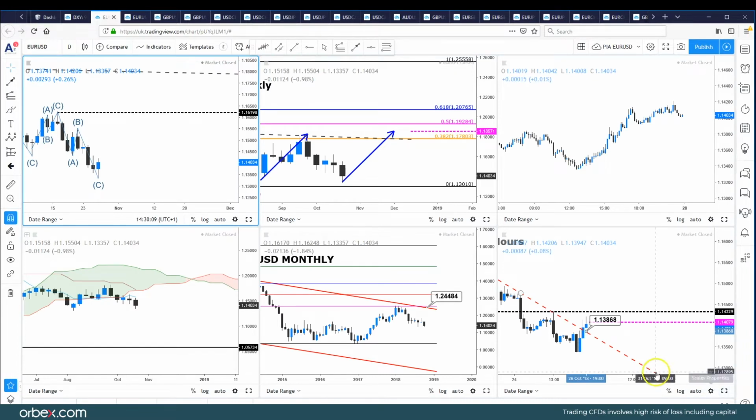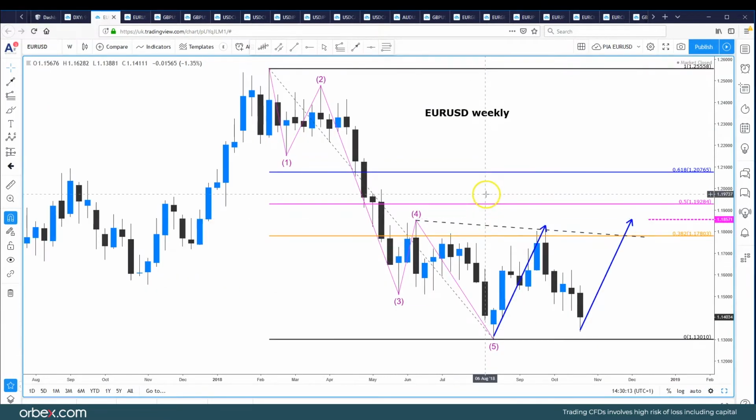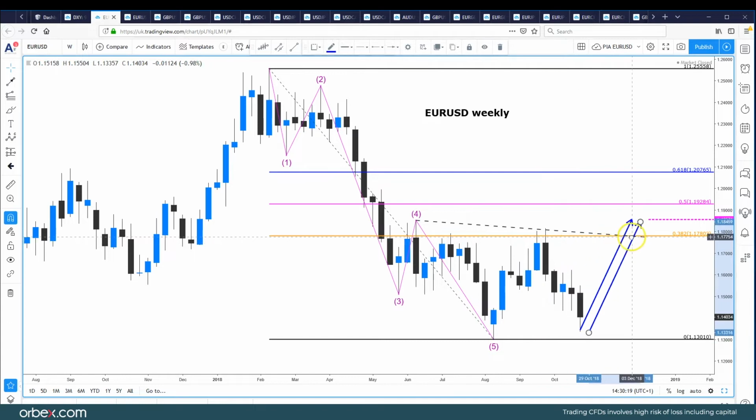Now, what's most interesting here is the AB equals CD formation. So this is the AB leg. If we then project it over, and it's an exact count, then we've got the CD leg to the upside. Now the most important factor here, as far as I'm concerned, is that the projection is around about 118.50.